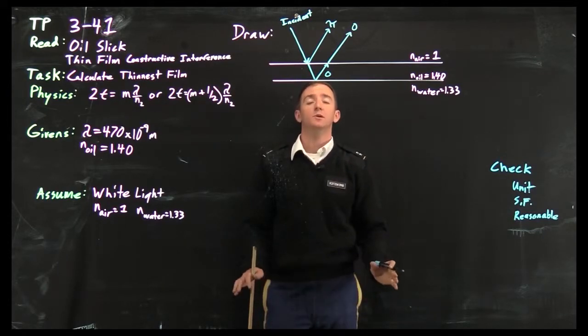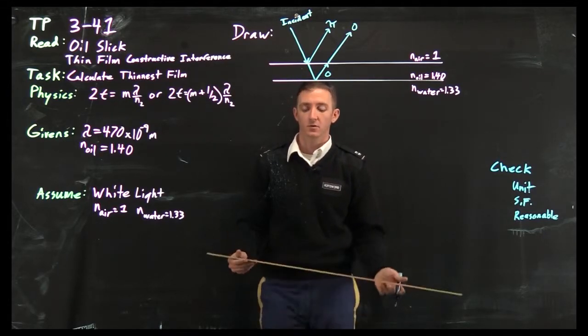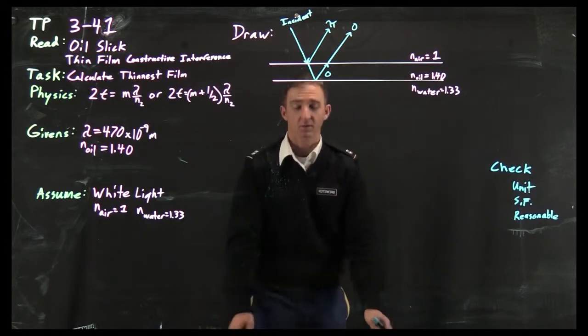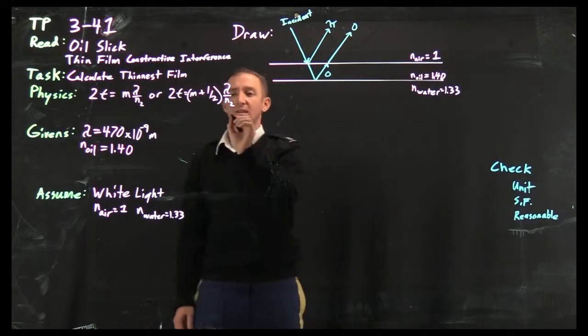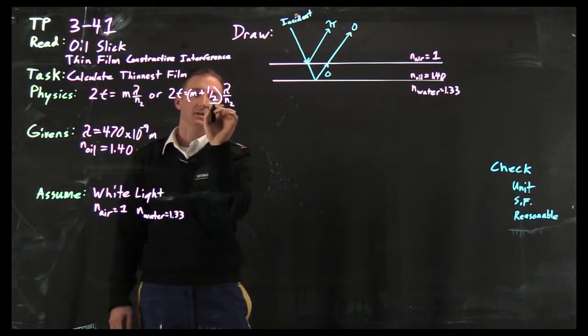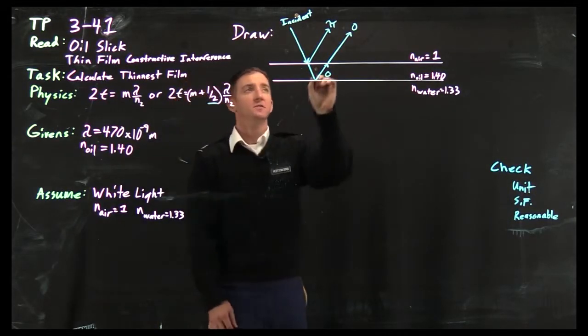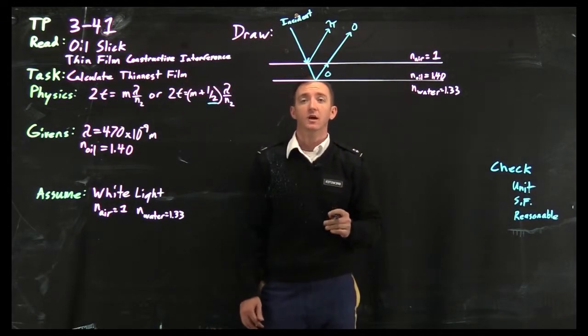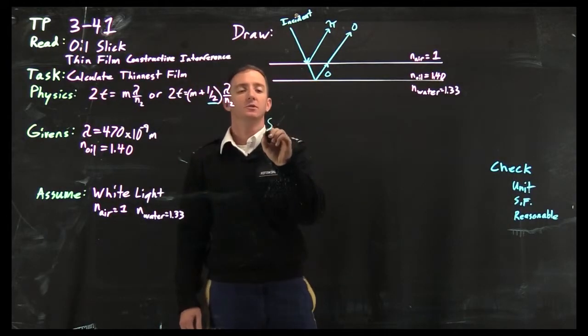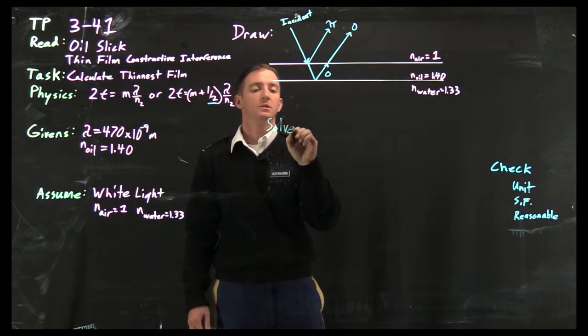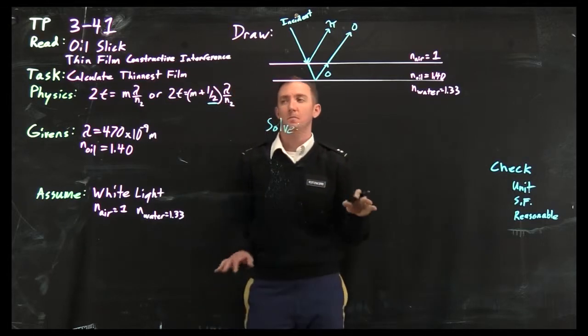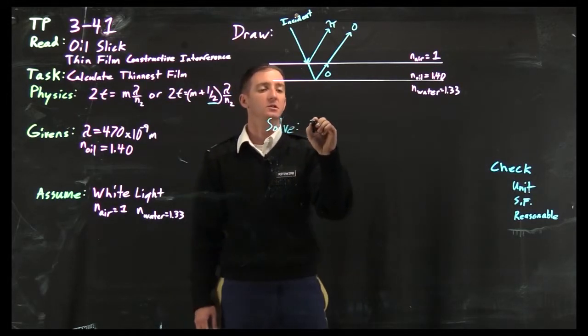The only way to bring them back into coherence and have no phase difference between the two pieces of light is to add this extra half in. A phase shift of pi is also equal to half a wavelength. So when we go to our solve step, to get the two wavelengths back in coherence, we need to use this equation.